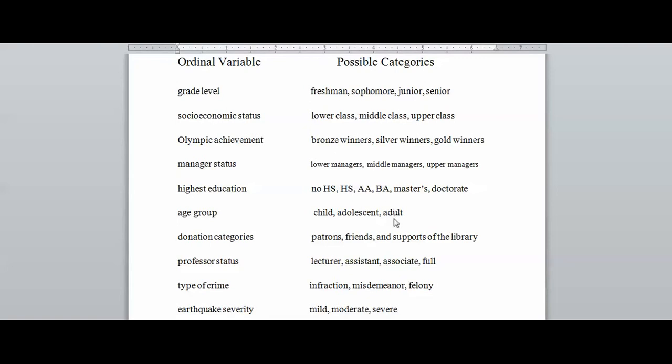For example, when you think about child, adolescent, and adult, none of these categories are really better than other categories. It's not better to be an adult than to be an adolescent. It's not better to be a child than to be an adolescent. So I think that covers the points that I wanted to make about ordinal variables.